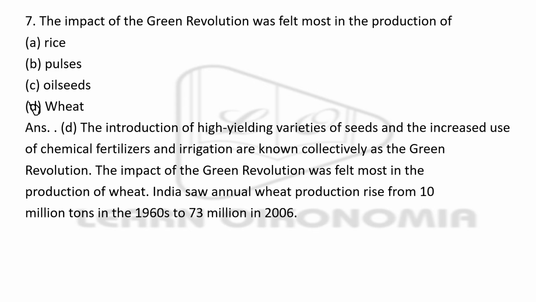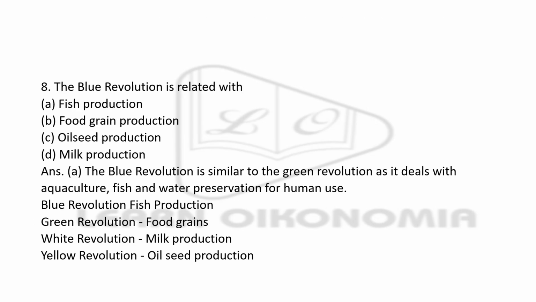So there were many different varieties of wheat that were produced as a result of green revolution. High yielding varieties were produced, and India's annual wheat production rose. It had risen from 10 million tons in the 60s to 73 million tons in 2006 as a result of the green revolution in wheat. Okay.